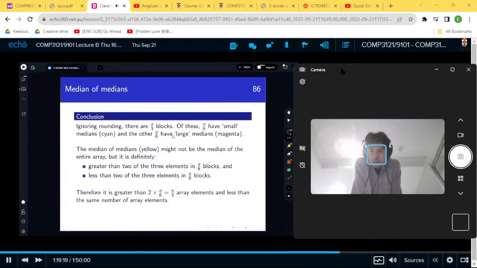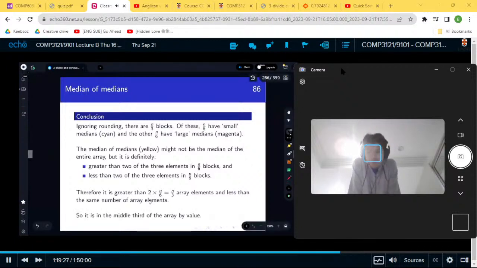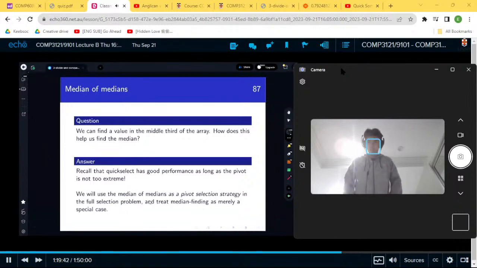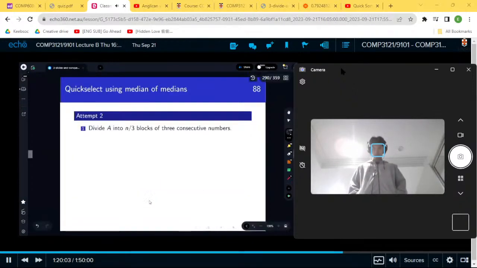So the median of medians is greater than roughly n-third array elements and less than also roughly n-third array elements. So it's in the middle third of the array. And we know that both quick select and quick sort have good performance as long as a constant fraction of the elements will be to the left of the pivot and at least a constant fraction will be to the right of the pivot. So we can use our median of medians. Okay. So our second attempt is now to divide our array into n-third blocks of 3 consecutive numbers, find the median of each block.